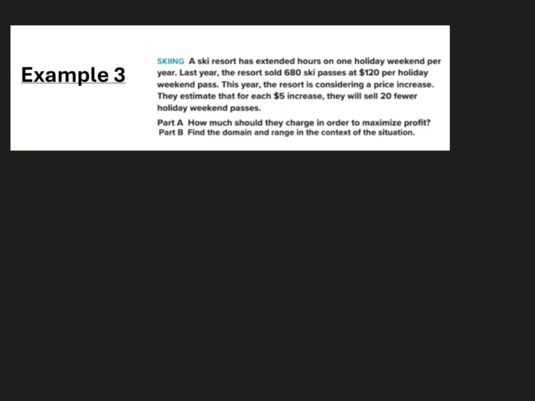A ski resort has extended hours on one holiday weekend per year. Last year, the resort sold 680 ski passes at $120 per holiday weekend pass. This year, the resort is considering a price increase. They estimate that for each $5 increase, they will sell 20 fewer holiday weekend passes. So the first thing we're going to do is define our variables. What does x equal? What does y equal?